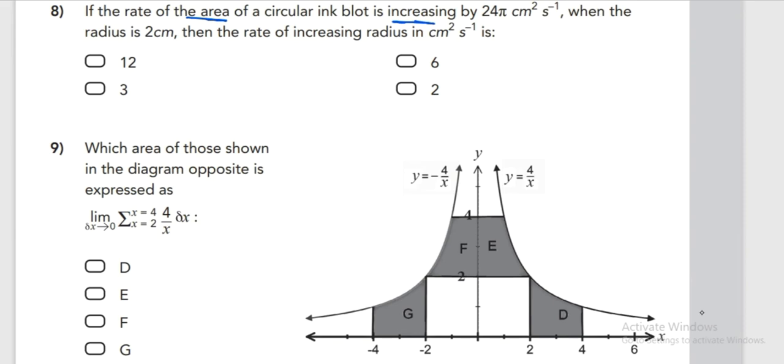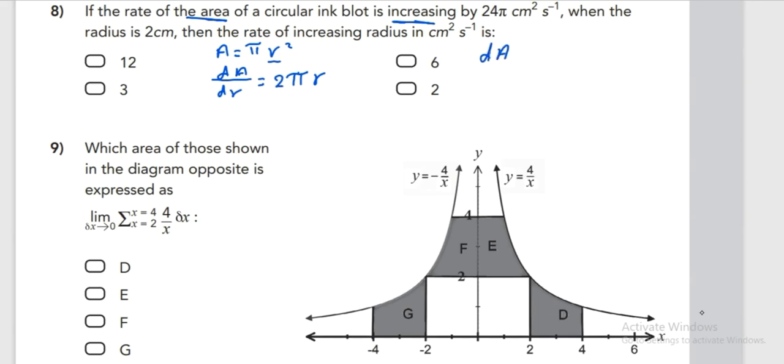So here we have to know what is the rule of area of a circle. It's pi r to the power of 2. So dA by dr equals 2 pi r. Here we are differentiating with respect to the variable r. Pi is constant in any place.